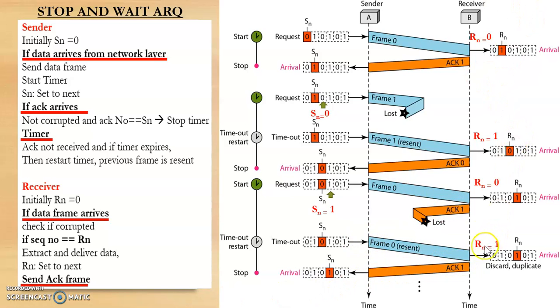Also in this example, we had assumed that the data frames are not corrupted. But if the data frames are corrupted, then the receiver will not do anything. That is, the receiver will not send any acknowledgement. So if the acknowledgement is not received at the sender side and the timer expires, then that particular frame will be resent. Similarly, in this example, we had assumed that the acknowledgement frames are not corrupted. But if the acknowledgement frames are corrupted, then the frame will be resent.